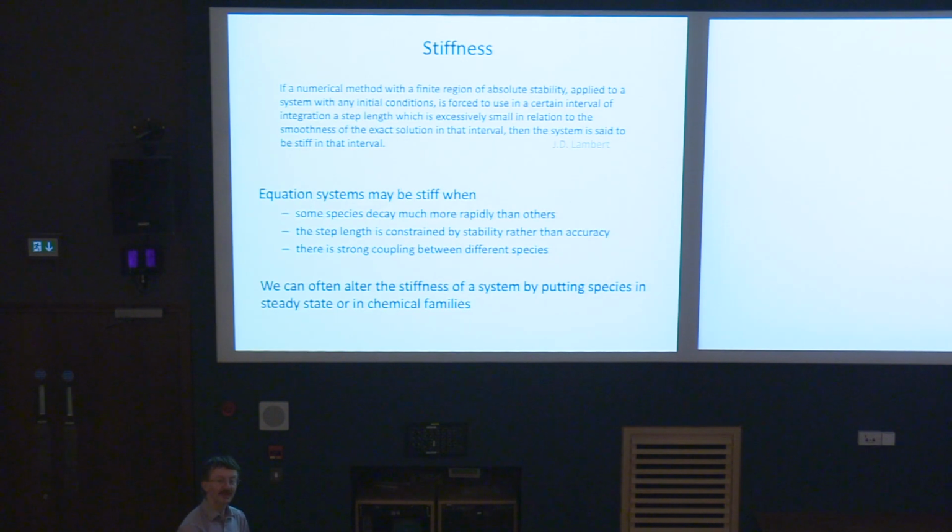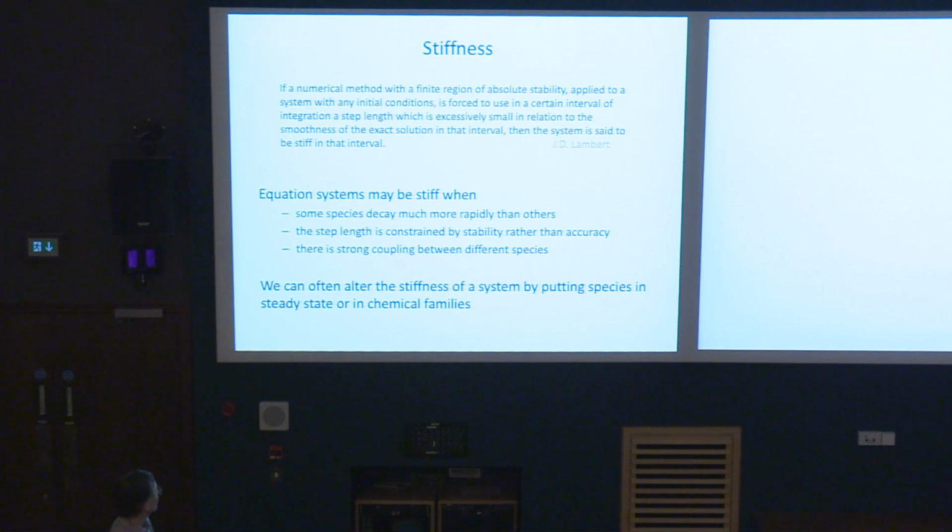So if we want to solve those with an explicit technique, through an explicit method, we'd have to use really, really short time steps. That's going to kill us. So it's basically situations where the step length is constrained by stability rather than accuracy. If we take time steps which are too long, we're going to get oscillations, and our chemistry is not going to converge.